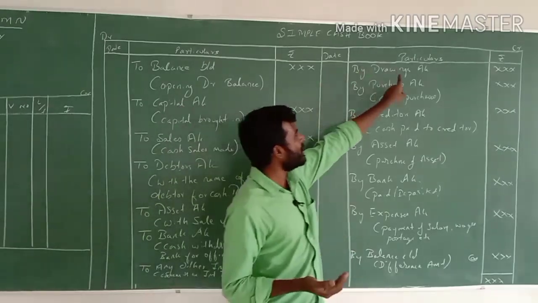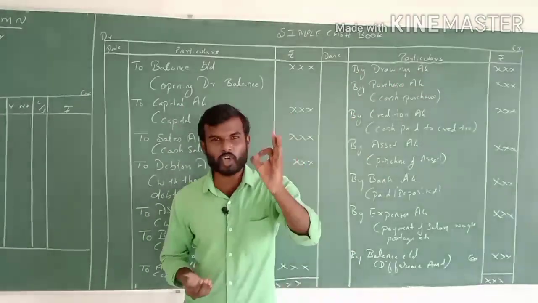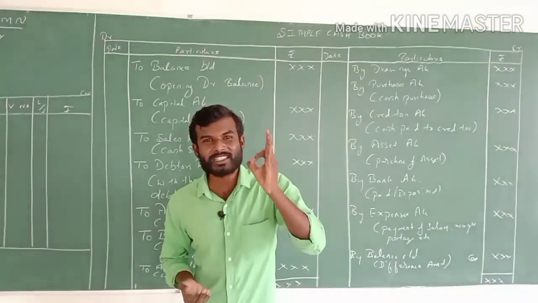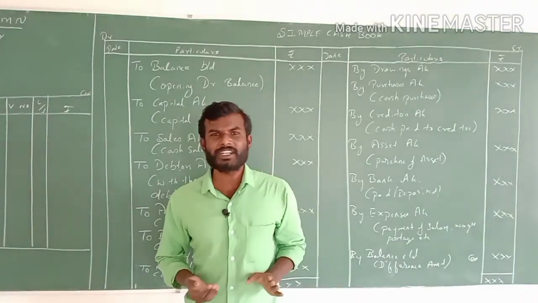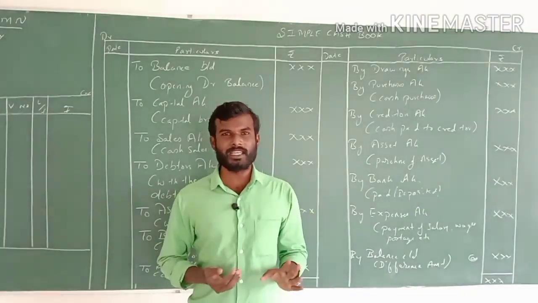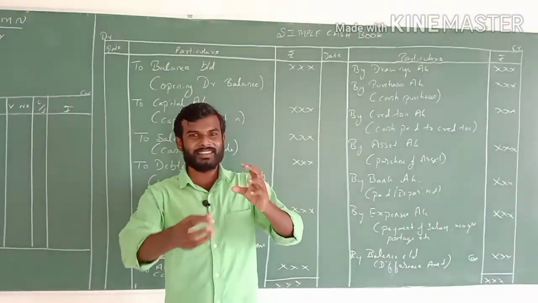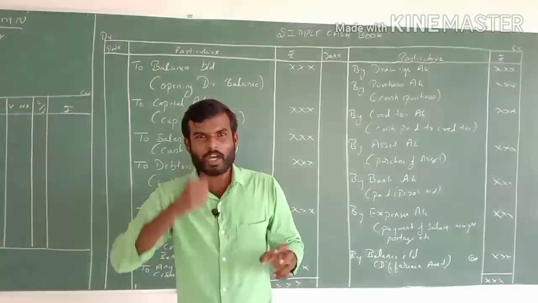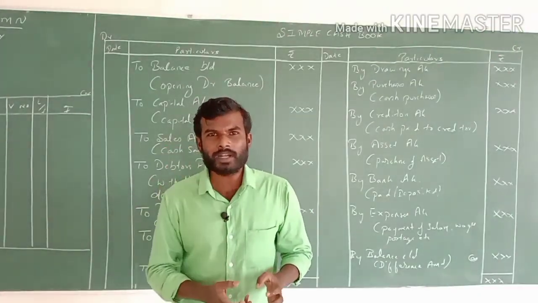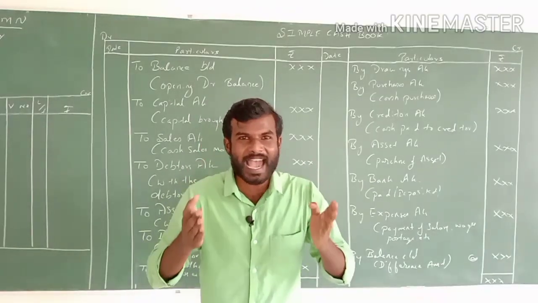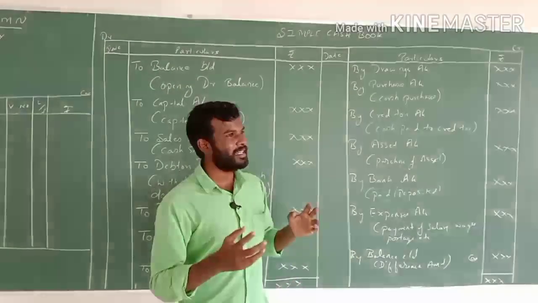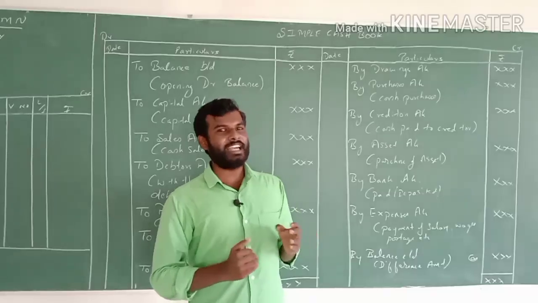See here, by drawings account. What is drawing? An amount withdrawn by the proprietor or the entrepreneur of the business. Whenever he takes the amount from the business, automatically what happens? The balance of the cash decreases. Why does it decrease? Because he has taken the cash balance.